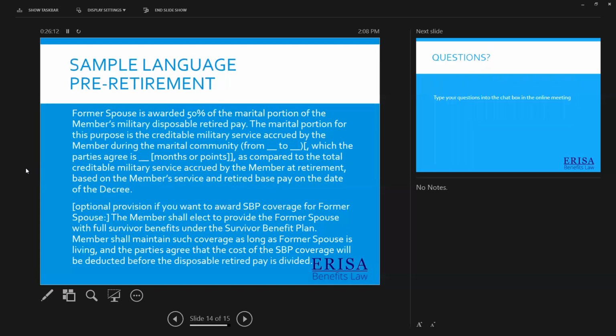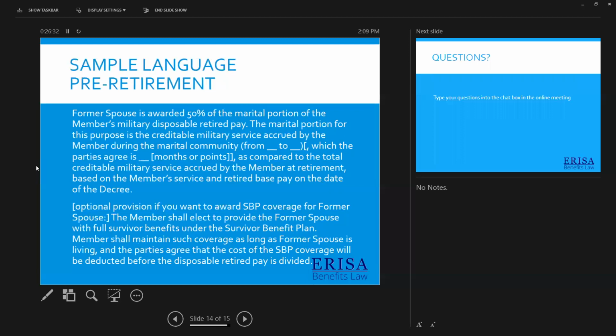Pre-retirement language is slightly different. This just requires us to specify the total service accrued by the member at retirement based on the service and retired base pay on the date of the decree, and we put some details in there about what that is. So you can take a look at that language and you can start working from that.